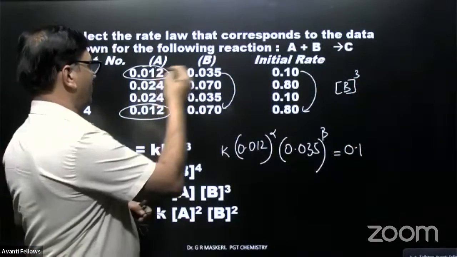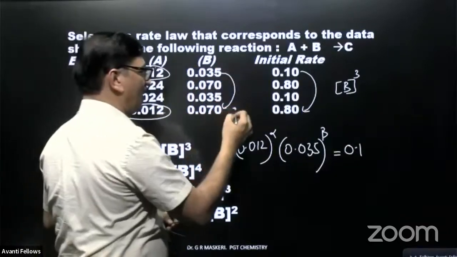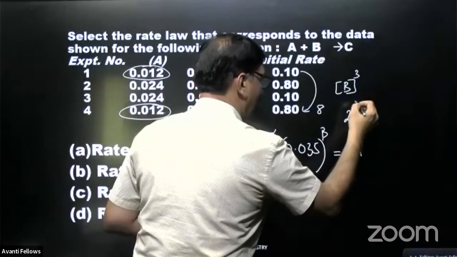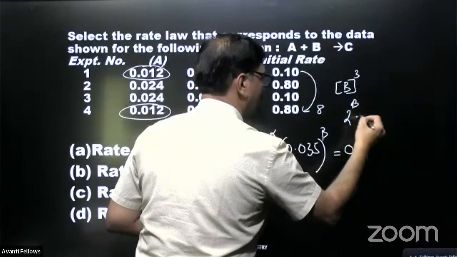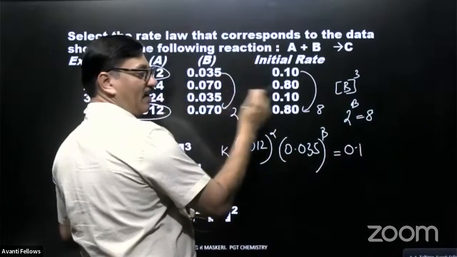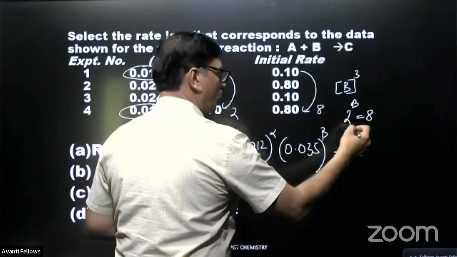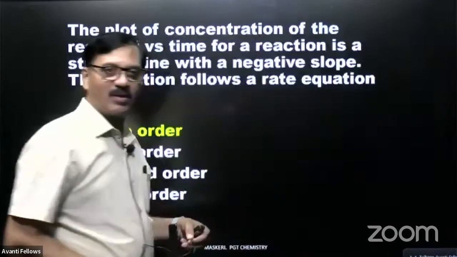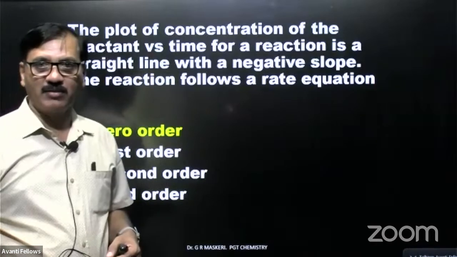If this is doubled, it becomes 8 times, which means 2 to the power beta is equal to 8. 2 to the power beta is equal to 8. That means 2 cubed is 2 to the power beta, so 2 to the power 3. Beta is equal to 3. This is the way of analysis.